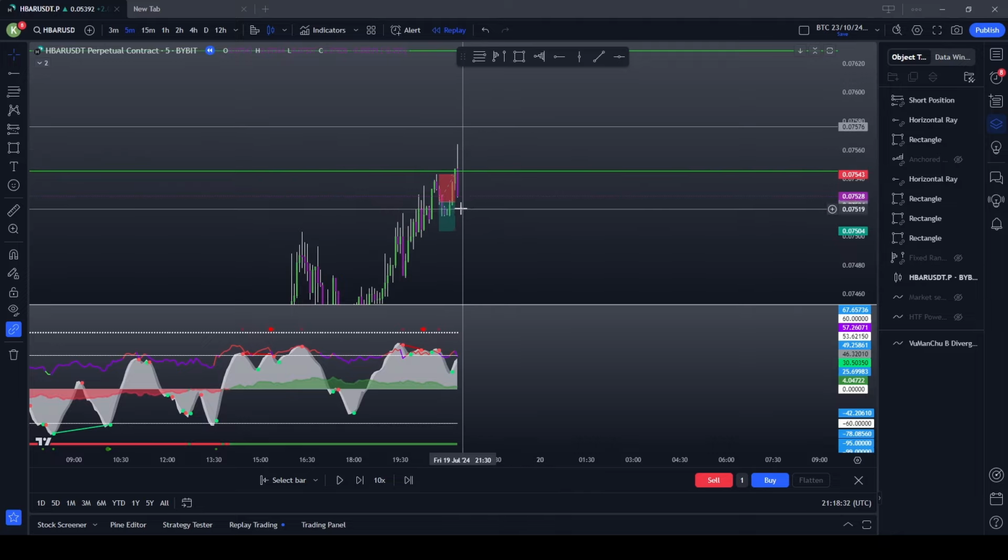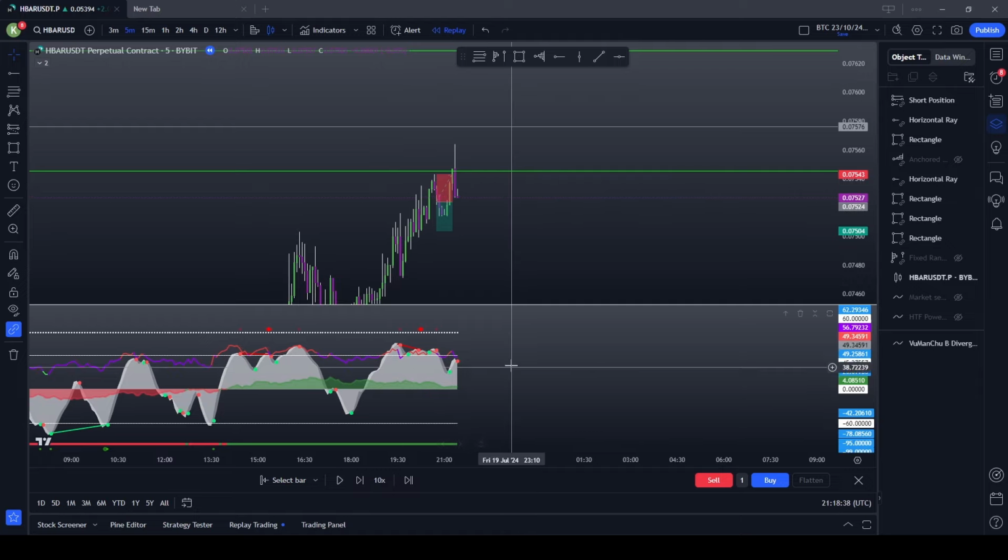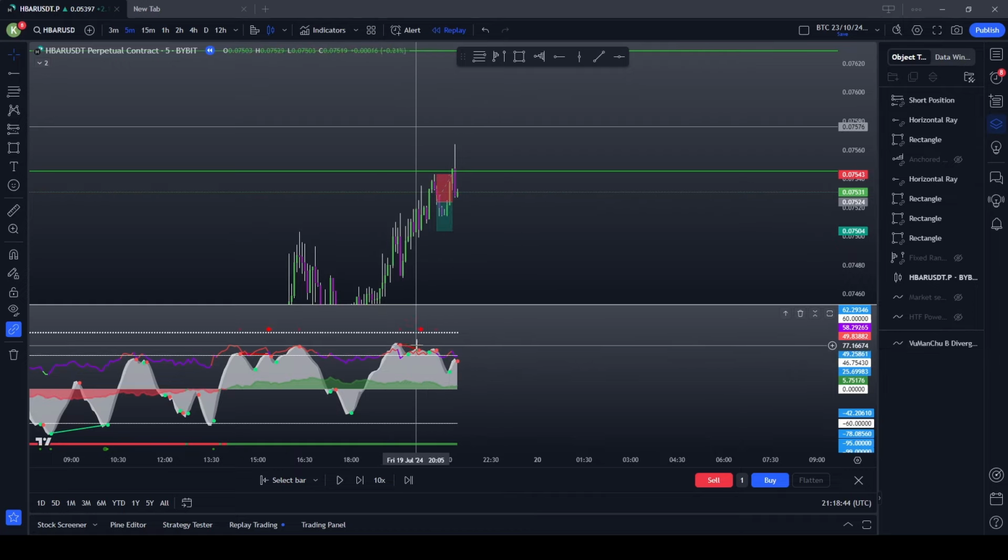See, now we're touching the box. We've not cleared these liquidations yet, which is probably going to be a target or a magnet. But we are getting these red dots. Momentum coming down, money flow coming down, RSI starting to curve down.